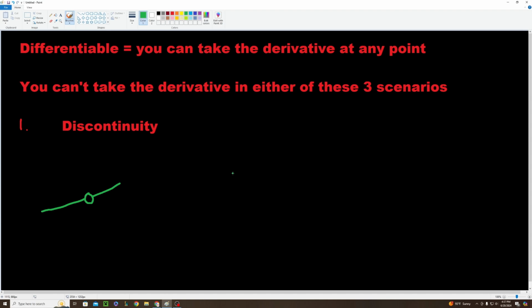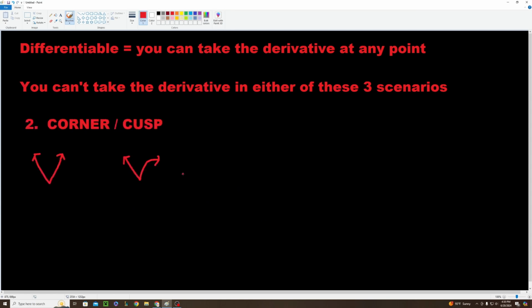Okay, a function is not differentiable at a certain spot if there's a hole in the graph. If the function is discontinuous of a sort, so a hole, or you can have something like this, where you have a point up here, but there's a jump. This space in between is empty. If there's discontinuity in the function, that means you can't take the derivative in that spot.